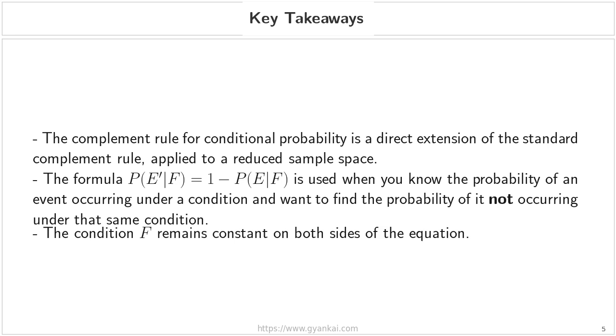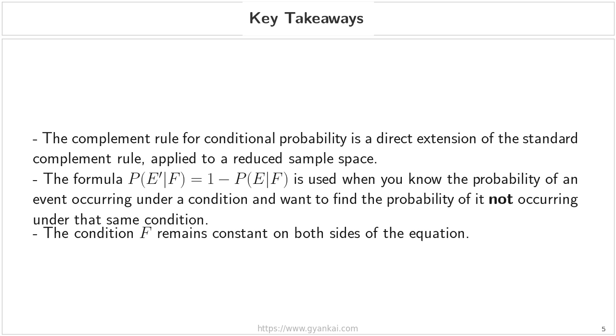Finally, a crucial point to keep in mind for your exams. The condition, represented by the vertical bar and F, must remain constant on both sides of the equation. You are not changing the context or the condition. You are simply switching from looking at the occurrence of the event to its non-occurrence.